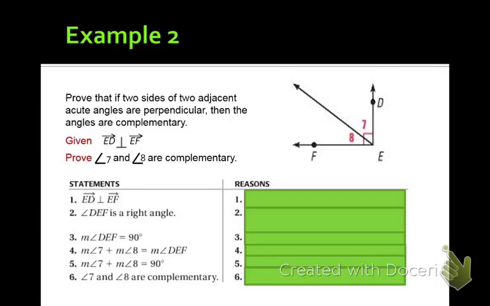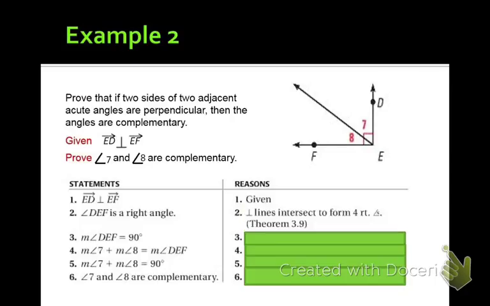So here are our statements. First one, ray ED is perpendicular to ray EF. Why? Because it's given to us. Well, if these guys are perpendicular, then they do make a right angle. So angle DEF is a right angle, and that's from theorem 3.9, which I don't need you to remember numbers. Just say perpendicular lines intersect to form 4 right angles. Just paraphrase the theorem. Makes a lot more sense.